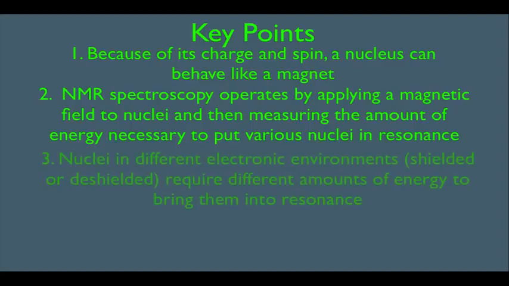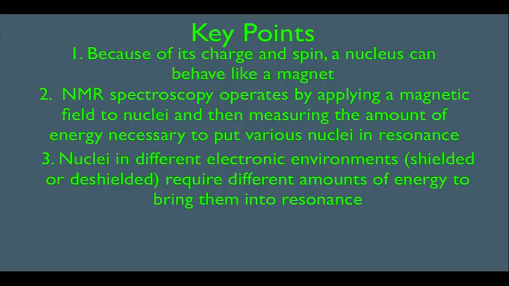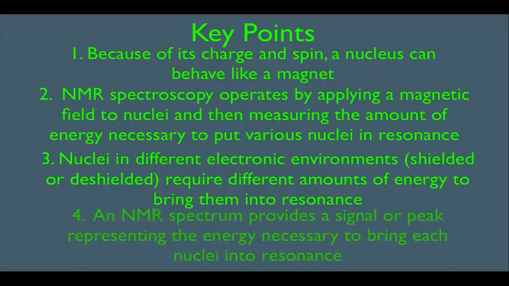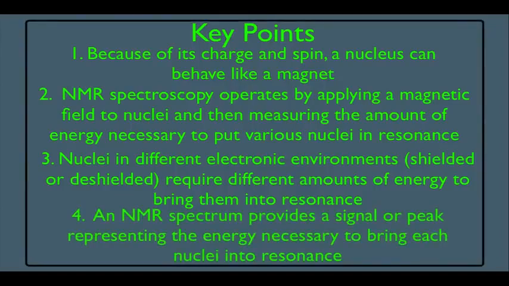And number three, nuclei in different electronic environments, that is, either being shielded or de-shielded, require different amounts of energy to bring them into resonance. And number four, an NMR spectrum provides a signal or peak representing the energy necessary to bring each nucleus into resonance. All of these are very profound, so let's make sure we walk through and get all of them. We'll start with our first key point.